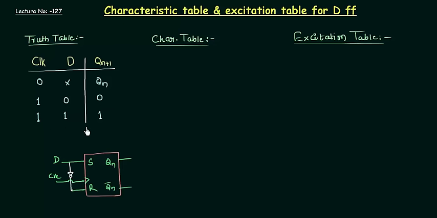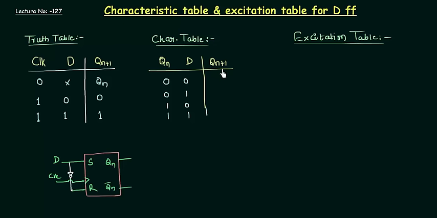Now, by using this truth table, we are going to have our characteristic table like we did in the SR flip-flop. You already know in the characteristic table, we have our output as the next state. So let's make this characteristic table. The next state will depend on the input as well as the previous state. So our previous state is Qn and the input is D, and my output is Qn plus 1, the next state. Two inputs, four possible combinations. So let us first write down the combinations 0, 0, 1, 1, 0, 1, 0, 1.